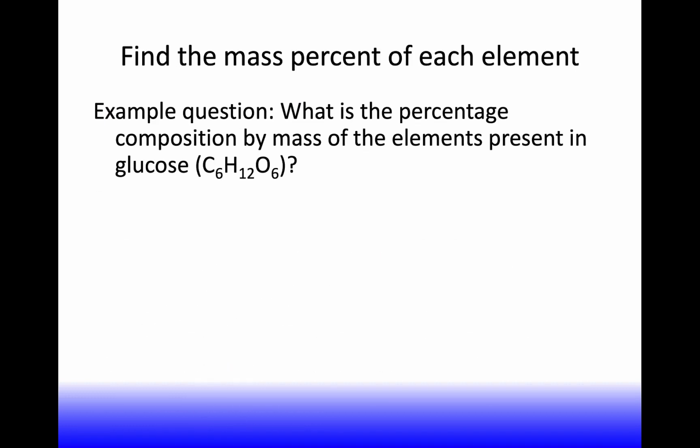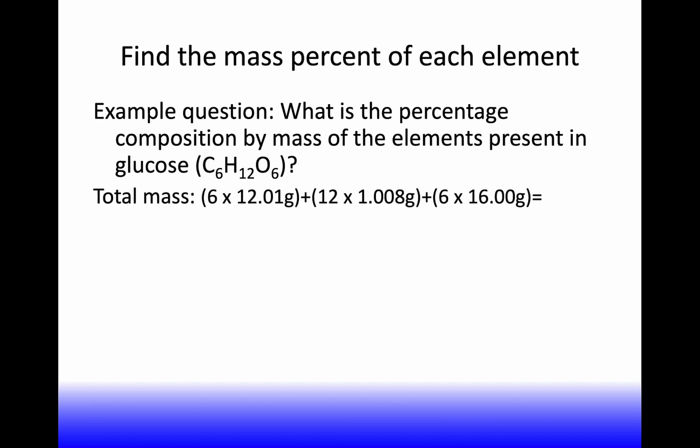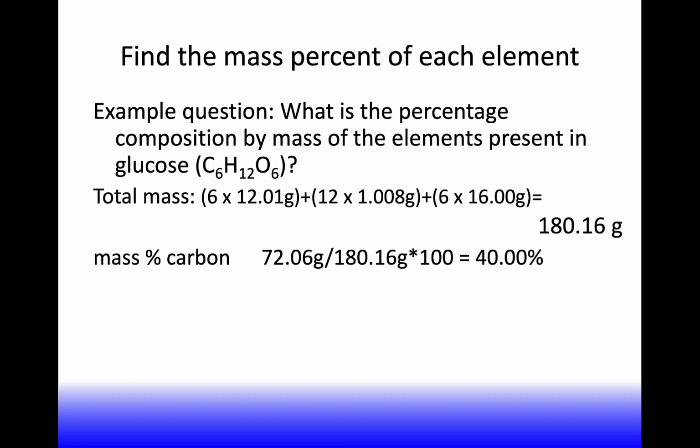Okay, now here's an example question. What is the percentage composition by mass of the elements present in glucose? So we've got 6 carbon, 12 hydrogen, and 6 oxygen. So percent by mass for each means we're going to need a percent for carbon, a percent for hydrogen, and a percent for oxygen. First, we got to find the total mass. So we multiply it all out, add it up, and we will have to round it to 2 decimals. It's 180.16 grams. That's the total mass.